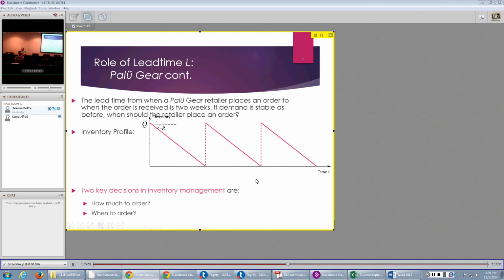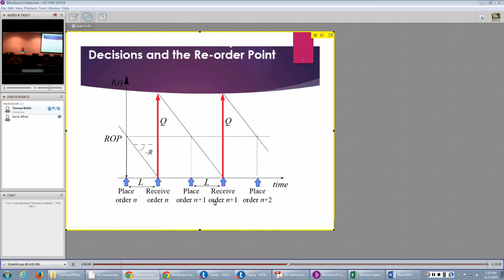Okay? All right. The lead time from when a retailer of Pallet of Gear places an order to when the order is received is 2 weeks. If demand is stable, when should the retailer place an order? So there are 2 key decisions in inventory: how much to order and when to order. And this, again, is right back into 343. We talked about that specifically there.